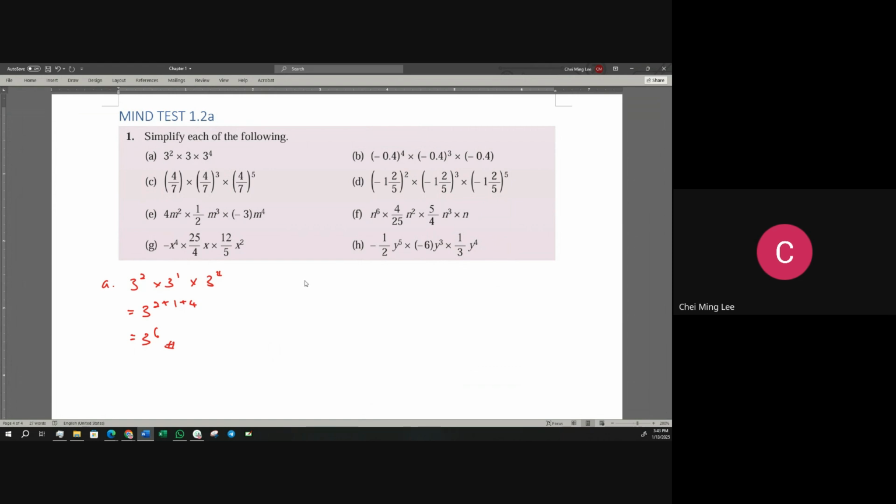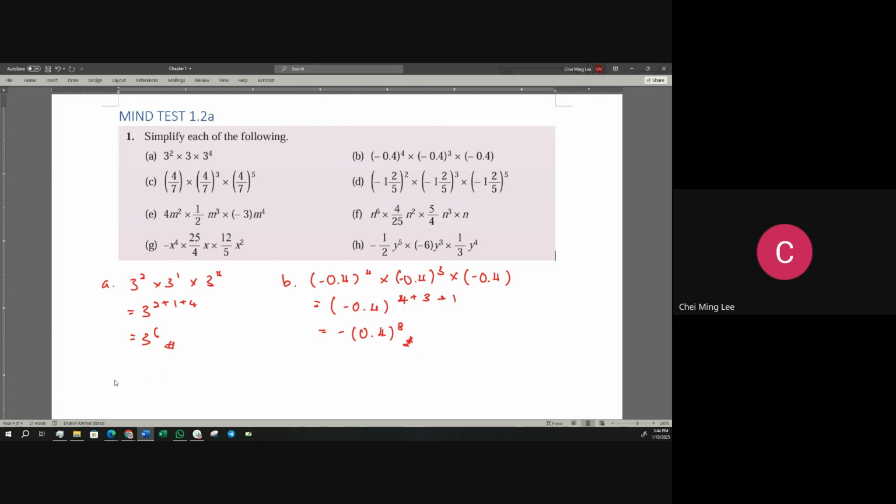Okay. Now for B, negative 0.4 to the power of 4 multiplied by negative 0.4 to the power of 3 multiplied by negative 0.4. Okay, so this one will be negative 0.4 to the power of 4 plus 3 plus 1, which is negative 0.4 to the power of 8.